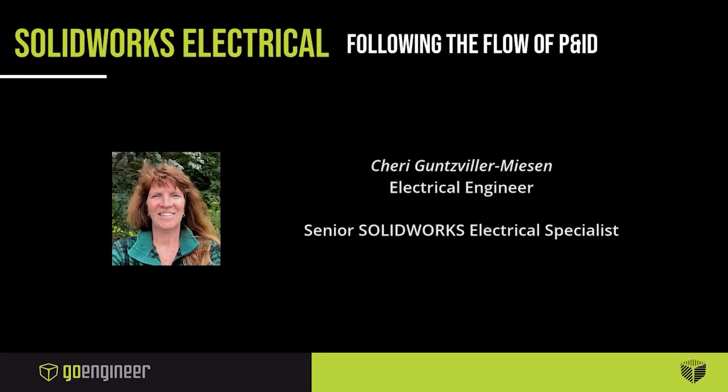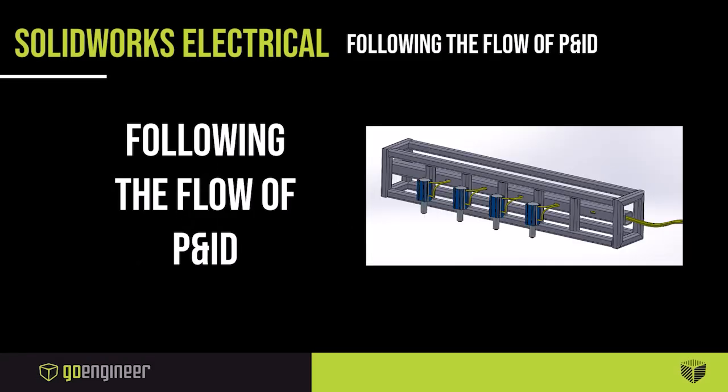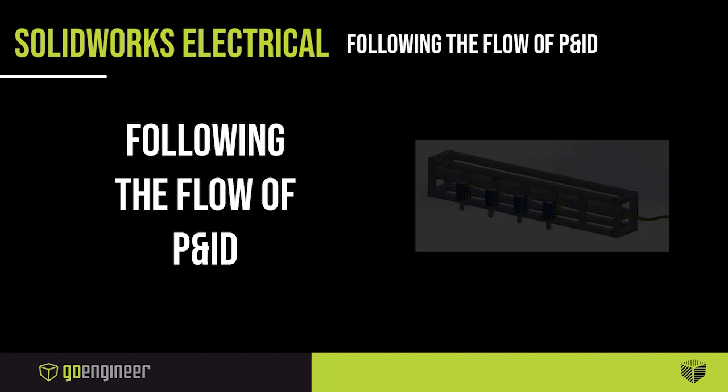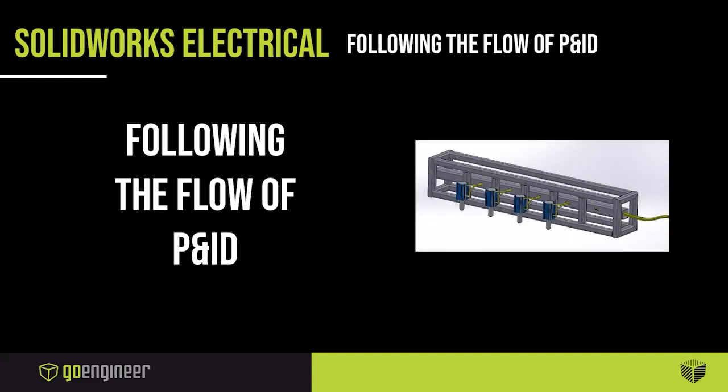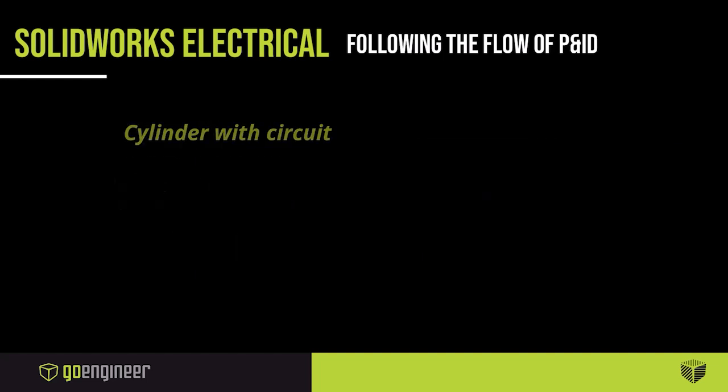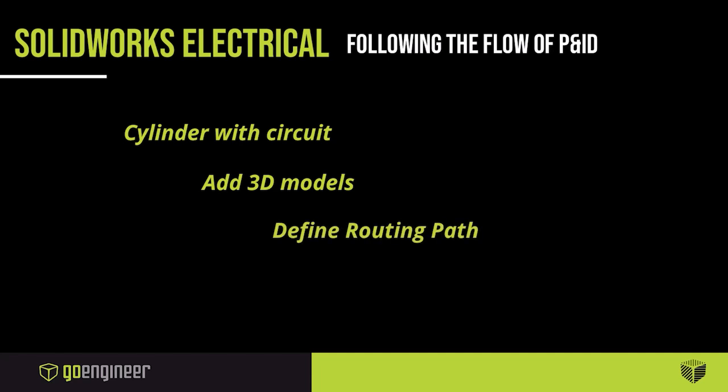We're going to start with the second session from the previous hydraulic and pneumatic, as well as P&ID topic. Our title today is Following the Flow of P&ID in SOLIDWORKS Electrical. We will be looking at some more complex circuits, specifically with some cylinders. Those cylinders are going to be connected to valves with plastic tubing, and we will take those and route them inside a framed assembly.